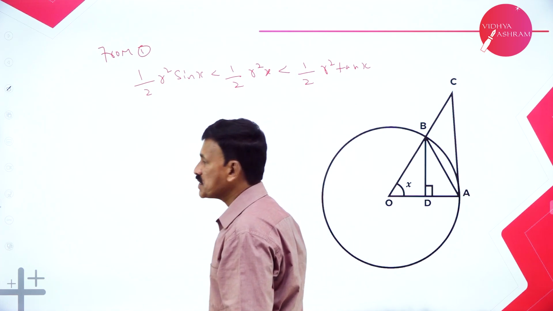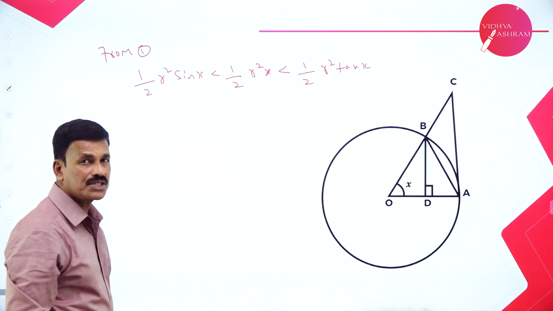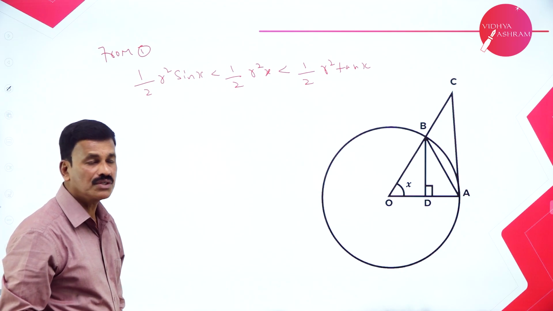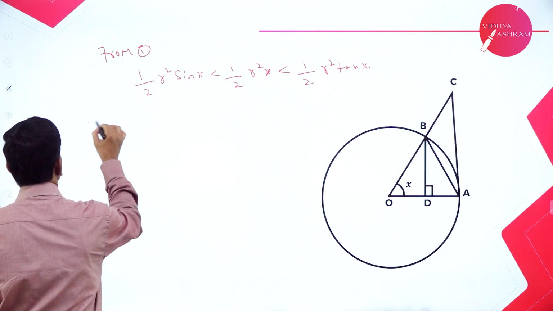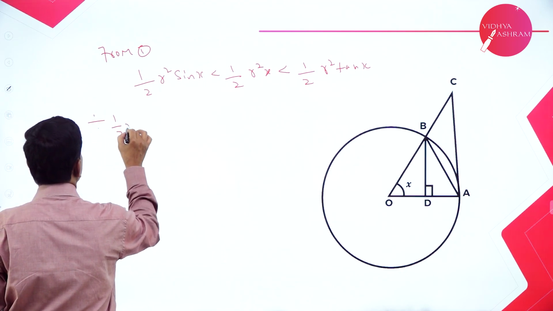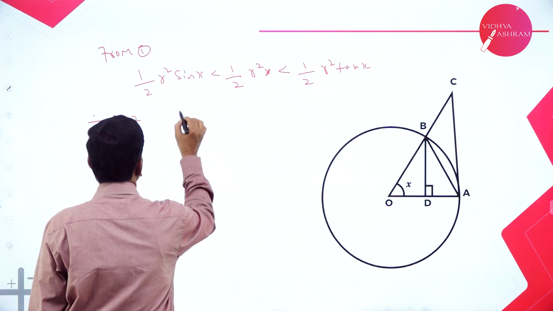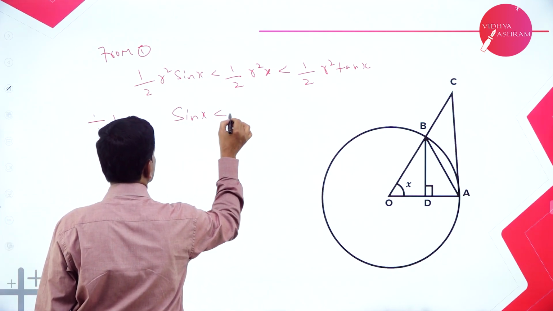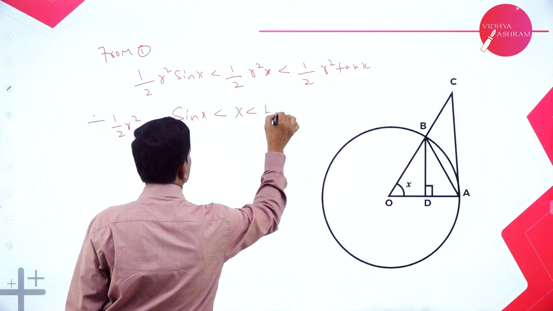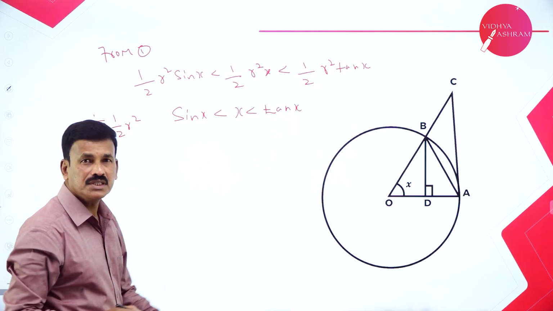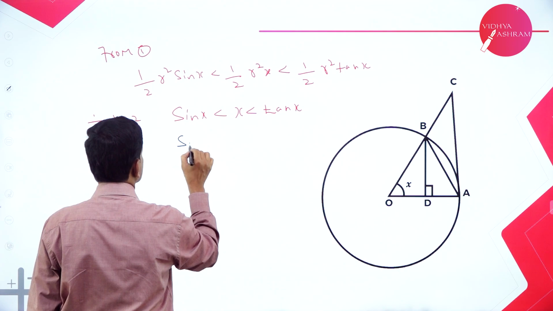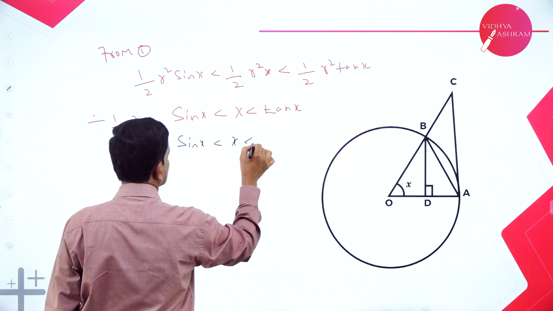So half R square sin x is less than half R square x, which is less than half R square tan x. Now what is the common factor? The common factor is half R square. Divide by half R square. What you will get? Sin x less than x less than tan x.